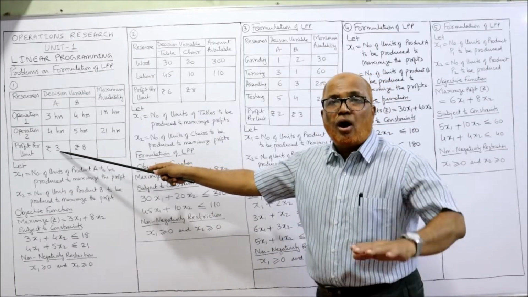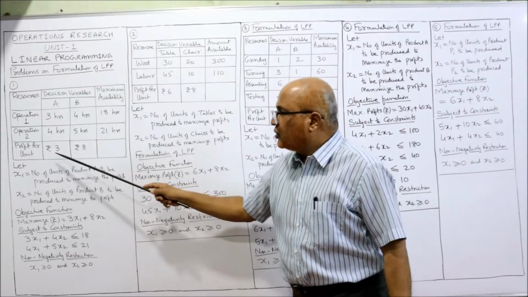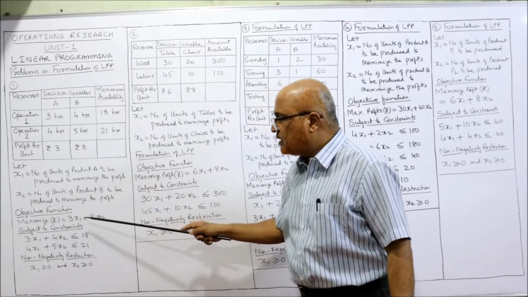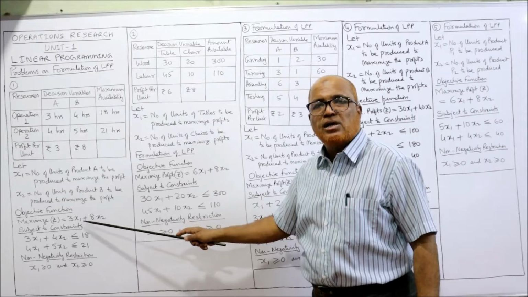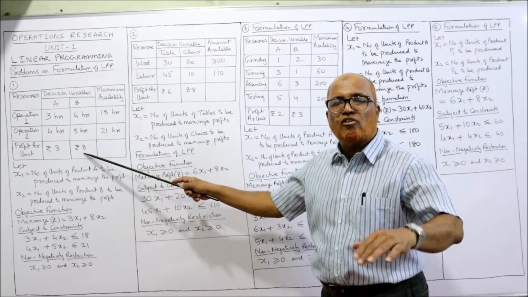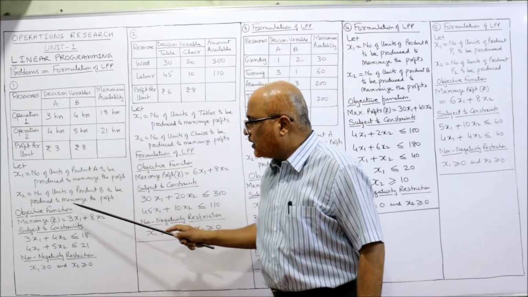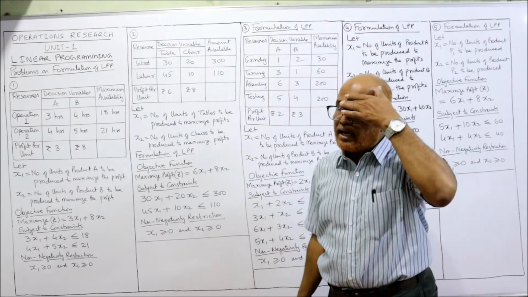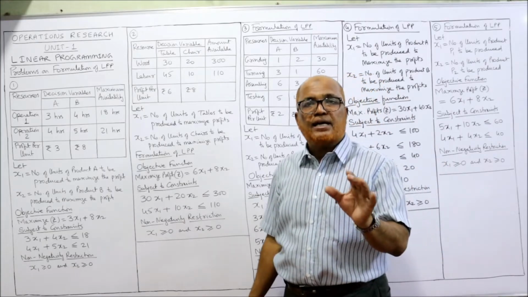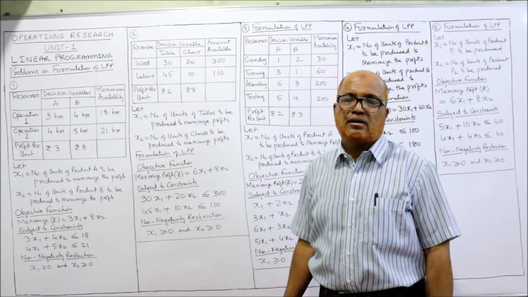3 rupees. How many units of A are we making? X1 units. So 3 into X1, 3X1, plus, what is the per unit profit for B product? 8 rupees. How many units of B product are we making? X2. So 8 into X2, 8X2. So 3X1 plus 8X2. This is the maximum profit we can get, right?